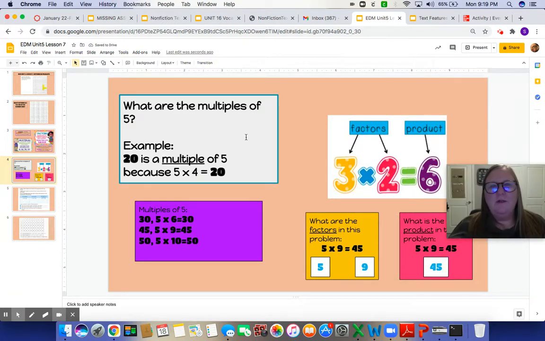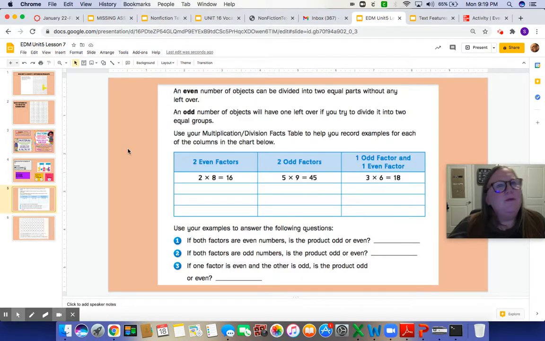So you're going to do some investigating today. Your example is going to look like this, and it will be in slide form so you can answer the questions. Remember, an even number of objects can be divided into equal parts, and there's nothing left over. Even numbers are 0, 2, 4, 6, 8. With an odd number of objects, you'll usually have one left over if you try to divide it into two equal groups. Odd numbers are 1, 3, 5, 7, and 9.